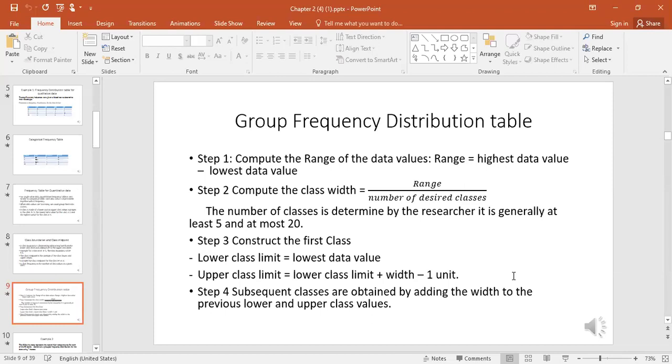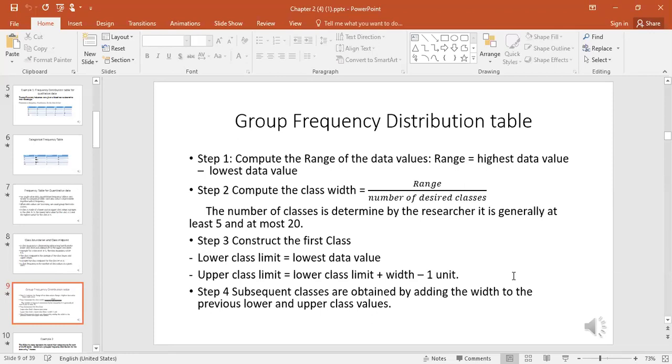Now you look into all the raw data that you have, identify the highest value and the lowest value, and subtract them to get what we will call the range. The class width is the range divided by the number of classes you want.